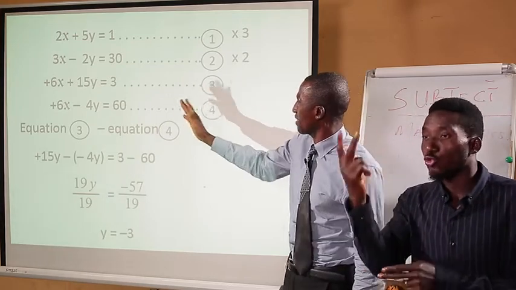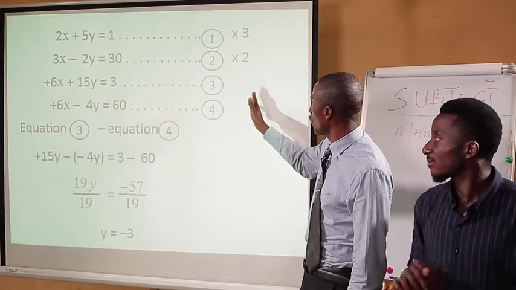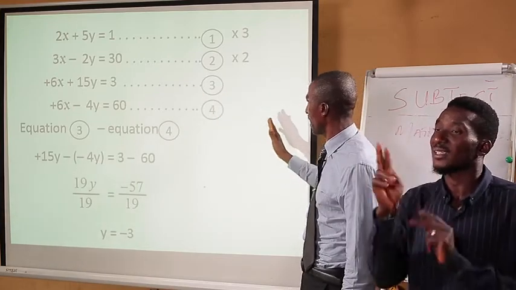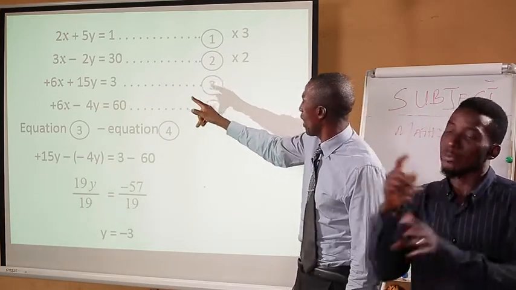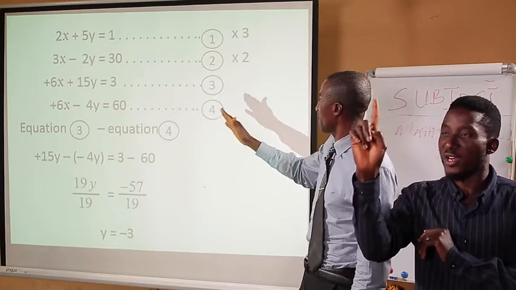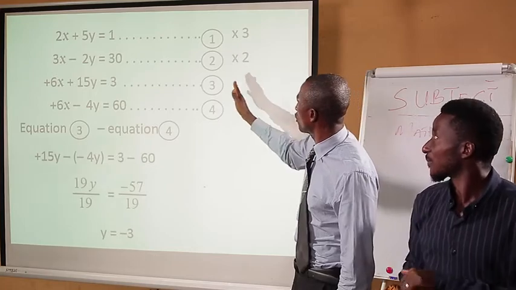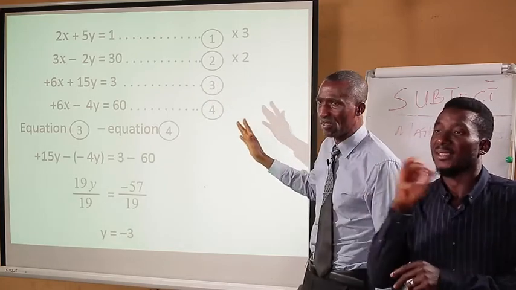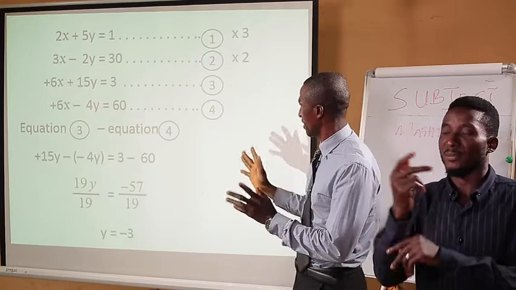2 times 3x, the answer is 6x. 2 times minus 2y, the answer is minus 4y. And 2 times 30, the answer is 60.